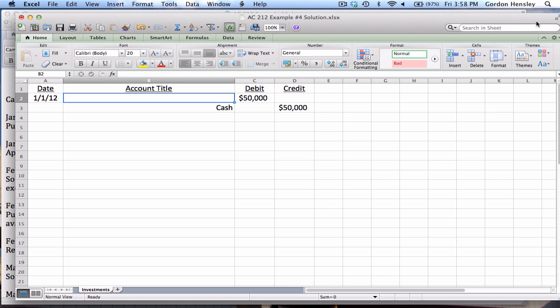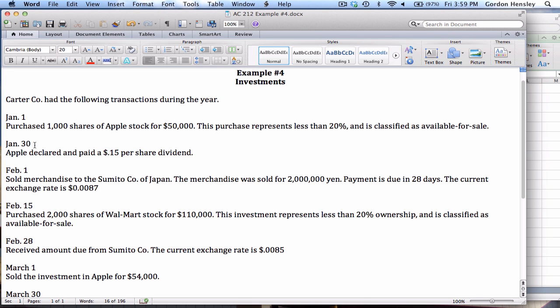Now the way I'm going to do this is debit investment, then I'm going to put the name of the company, which is Apple, and then AFS, which stands for available for sale. And that way we know the proper categorization, and by labeling it as Apple, it'll just make things easier later on when we start selling these investments and trading and things like that. It'll just help us to identify which investment belongs with which company. So that takes care of that transaction on the 1st.